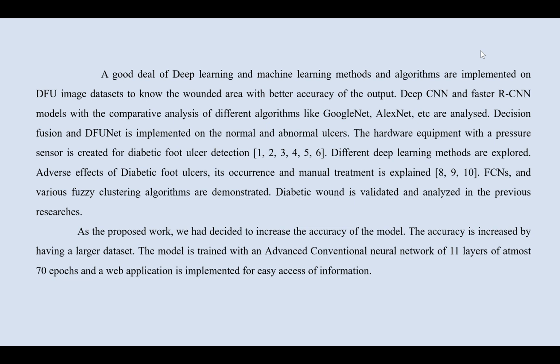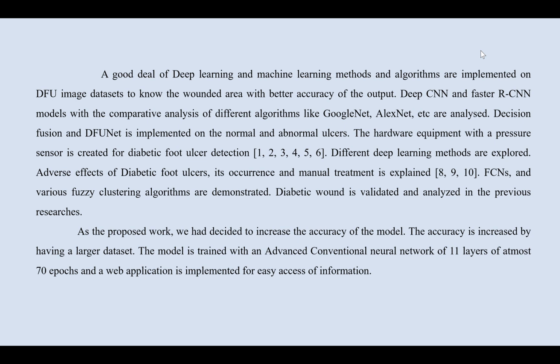A good deal of deep learning and machine learning methods and algorithms are implemented on diabetic foot ulcer image datasets to identify the wounded area with better accuracy of output. Deep CNN and Faster R-CNN models, with cooperative analysis of different algorithms like GoogleNet, AlexNet, etc., are analyzed. Decision fusion and DFUNet are implemented on normal and abnormal ulcers. Hardware equipment with a pressure sensor is created for diabetic foot ulcer detection.